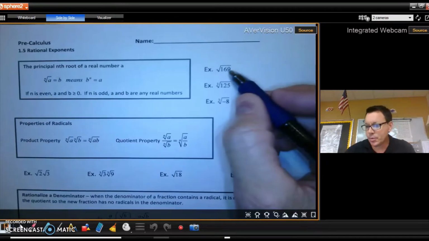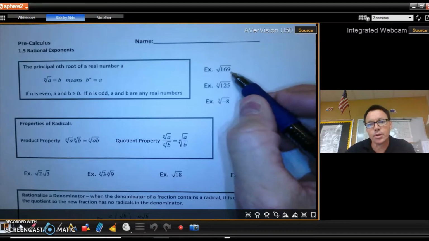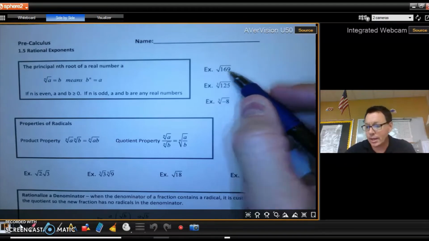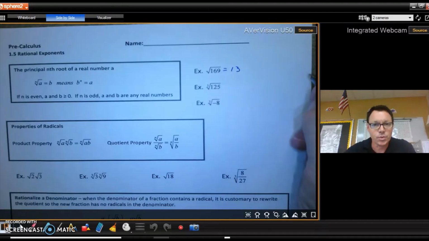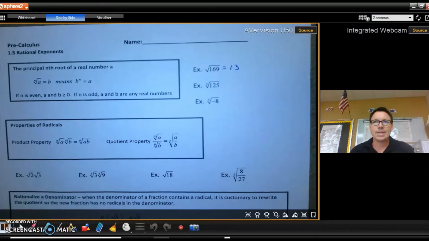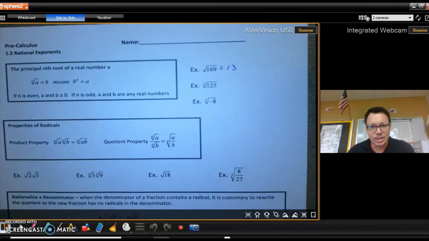So for example, square root of 169. What number do I square to get 169? Well, that's 13. 13 squared is 169. You should probably know your perfect squares up to 15. After that, it's not really a big deal, and your calculator can do things bigger than that, but you should probably be familiar with that.